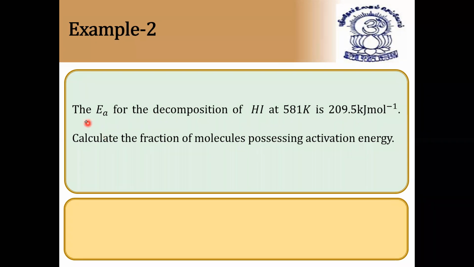I hope it is clear. So the energy of activation for the decomposition of hydrogen iodide at 581 kelvins is given. So for the fraction of molecules, you get 1.47 into 10 to the power of minus 19. These are the number of molecules possessing this much energy. Because for 1 mole we have Avogadro number of molecules, temperature kept constant. So you'll get the answer. I hope it is clear.